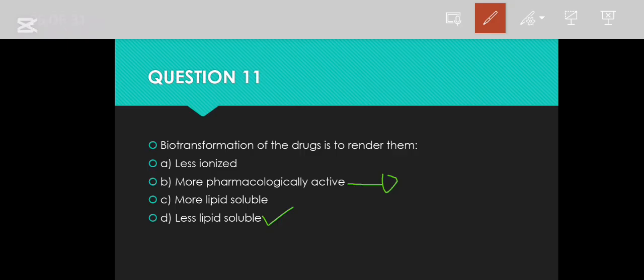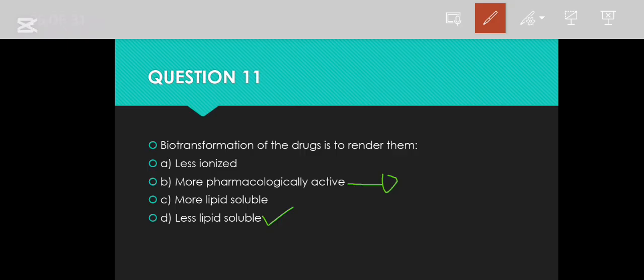We want to make it active. You cannot make a drug more active than it was. This statement, more pharmacologically active, means it was active initially, but we want to make it more active. That's not the reason. It was inactive and we want to activate it. That is what we do. So B is wrong, because we don't make a drug more pharmacologically active by metabolism, but we make it just active. That's the thing about the biotransformation of medication.